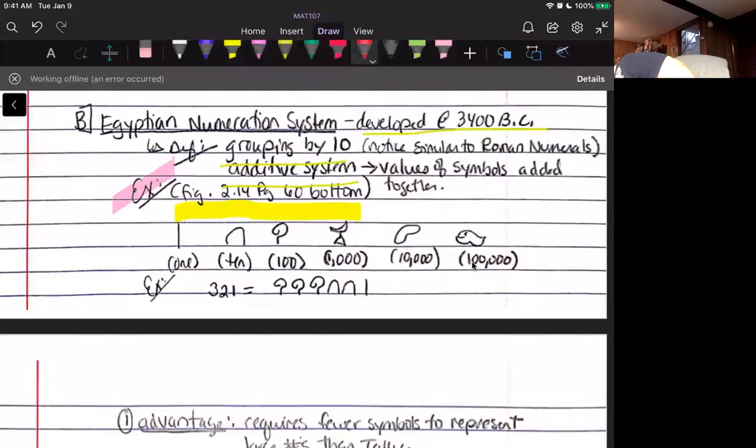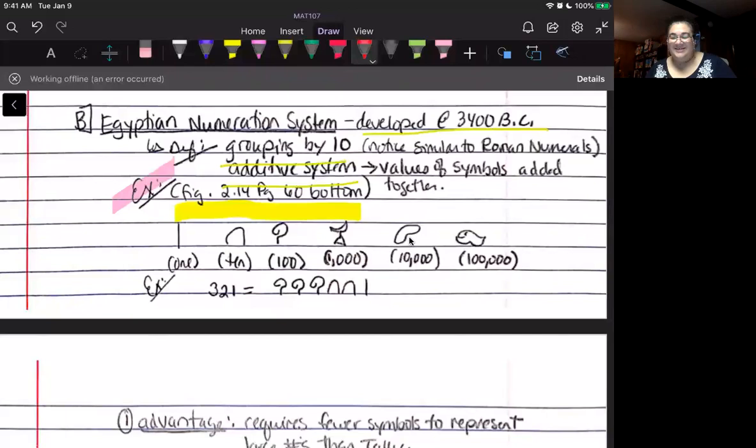So this, for example, here, what we call a badly made N is called the heel bone, okay? This was called the scroll. This here was called the lotus flower, okay? This was the pointing finger.